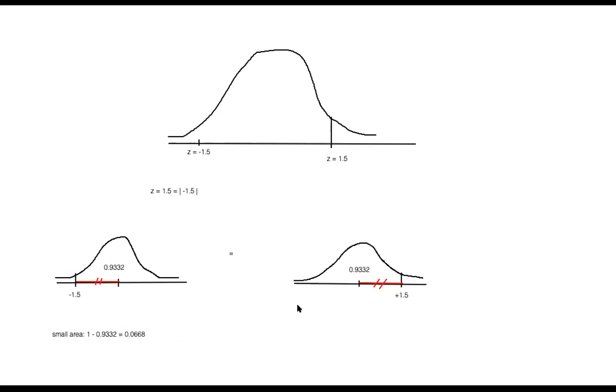Same thing here. Everything adds up to 1. This little area is 1 minus the big area. So that means that here, this is 0.0668. Right? So again, identical areas for the small areas. 0.0668. Okay, so now I know the area information.